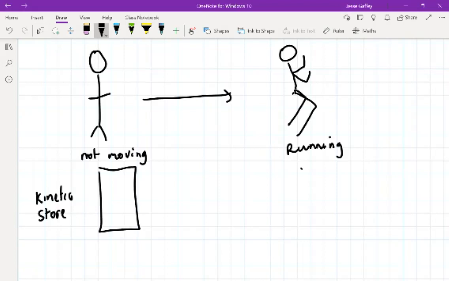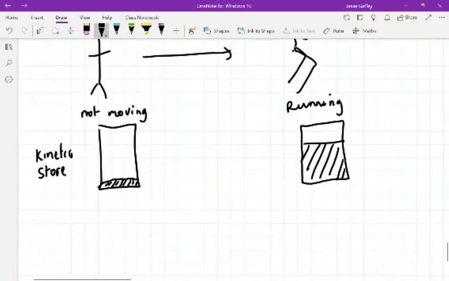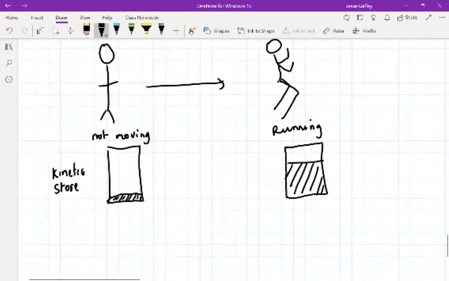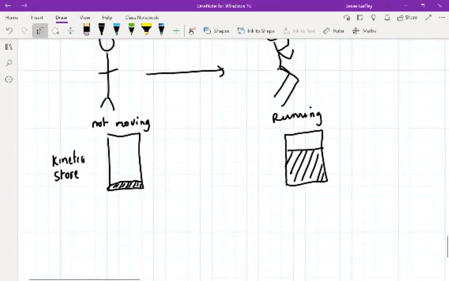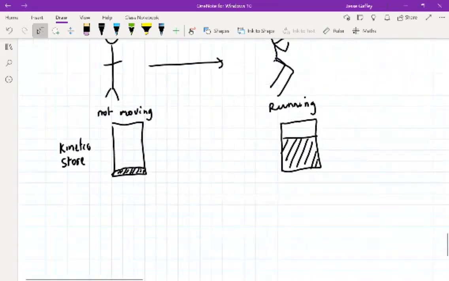In the beginning, there is no energy in the kinetic store. He's not moving. And there might be a very small amount because he's still blinking. He's still breathing. Still going to be some little bits of movement. But when he's running, he's added a lot more energy to the kinetic store. But hopefully you can appreciate, and any of you who have been for a jog before will know, if you stay running for maybe 10 minutes, another store is going to be involved as well, the thermal energy store.